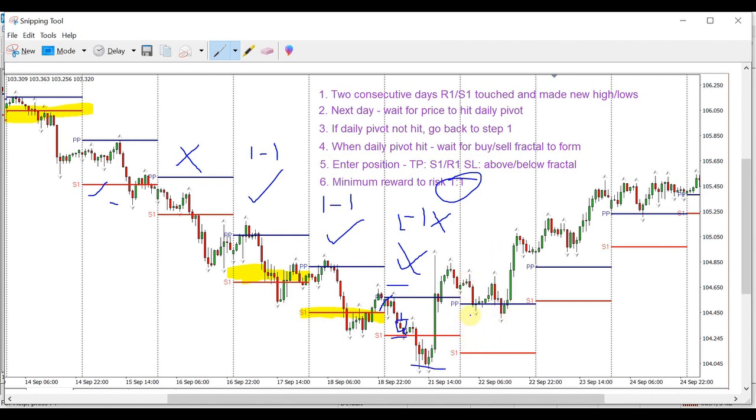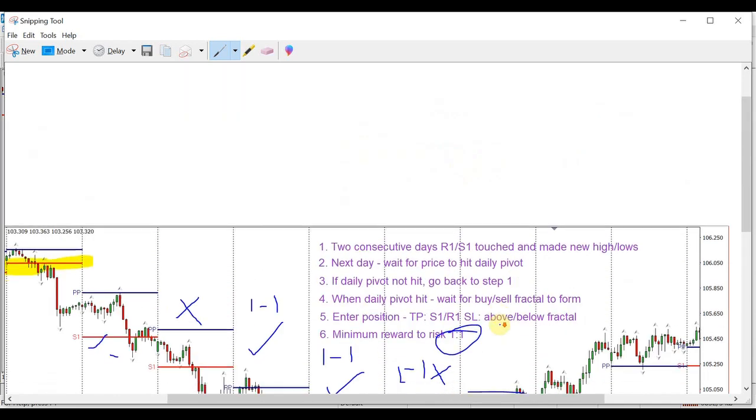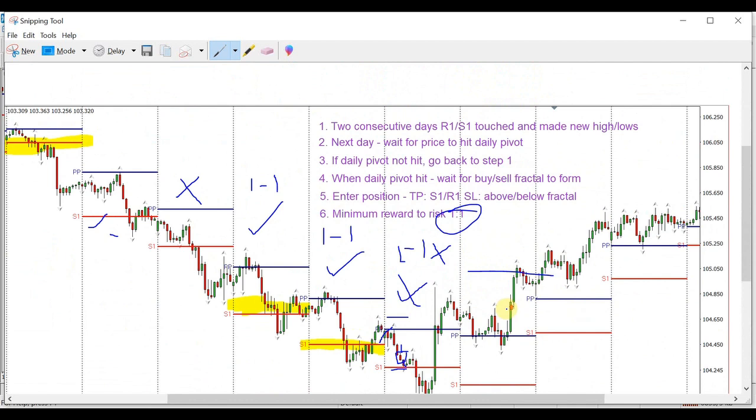price didn't even hit the, I think R1 was about here, so I think it hit R1, and therefore we don't even look at this trade anymore, and then we start looking at if R1 is hit 2 times in this particular example. So out of the 4 days that we got valid trade setups, we had 2 trades, and both trades you would have made 1-to-1.